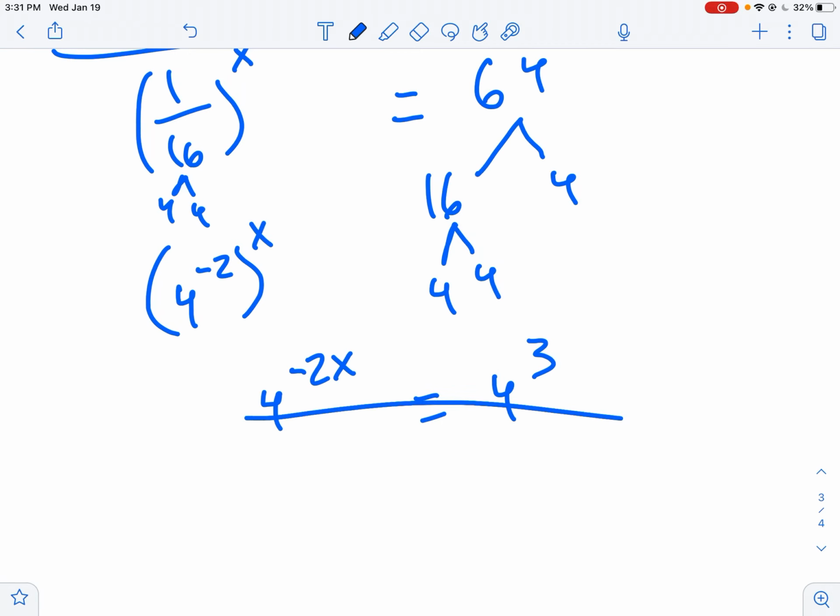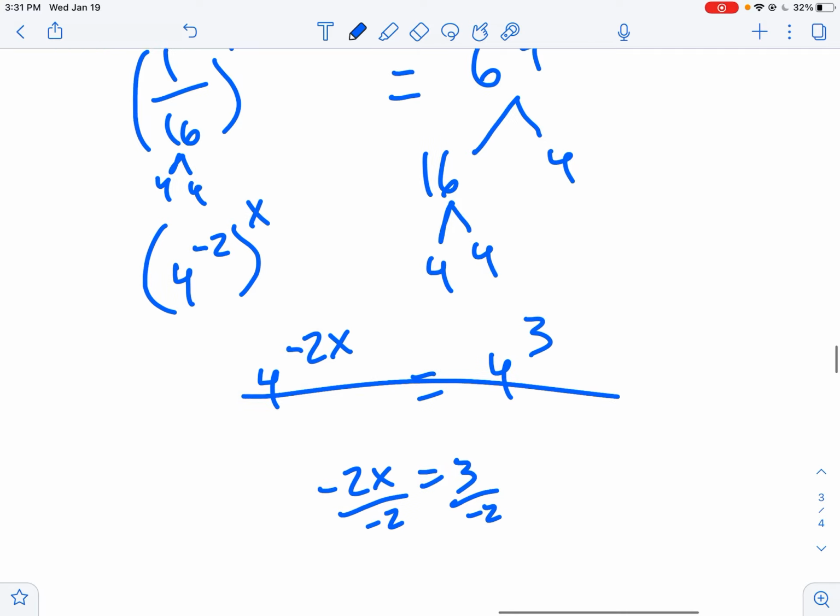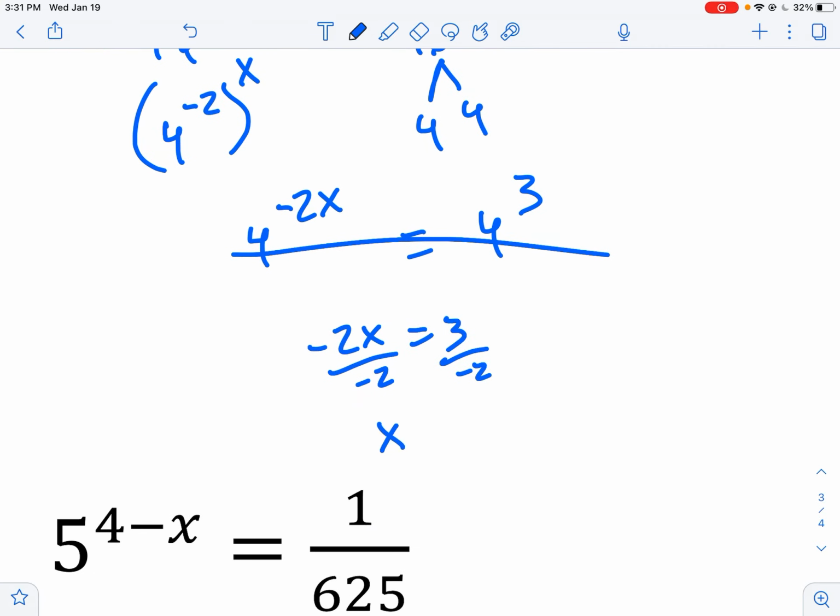All right, did you finish solving? Did you drop the bases and get negative 2x equals 3? And then divide by negative 2? If you didn't, that's all you had to do. You just had to drop the bases, set exponents equal, and then divide by negative 2. This does not go evenly. And so I'm just going to leave it as a fraction, and that's totally fine. We just call it negative 3 halves, and that's okay.